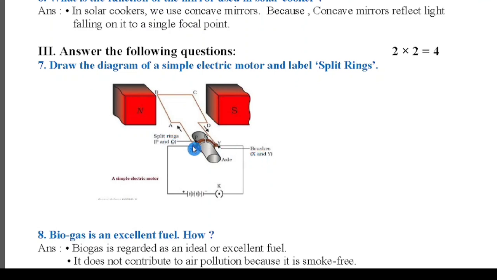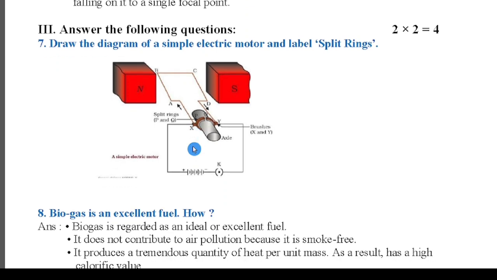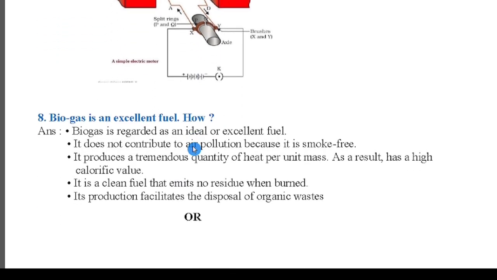Drawing is very important, children, because in total you will get 12 marks in science for diagrams. 8th question: biogas is an excellent fuel. How? For this another option is there. First we'll see the answer. Biogas is regarded as an ideal or excellent fuel. Why? Because it does not contribute to air pollution, because it is smoke free, there is no smoke there, and also it produces a tremendous quantity of heat per unit mass.